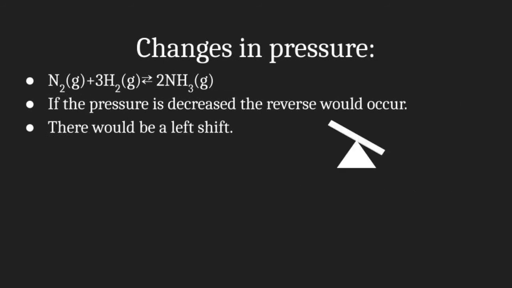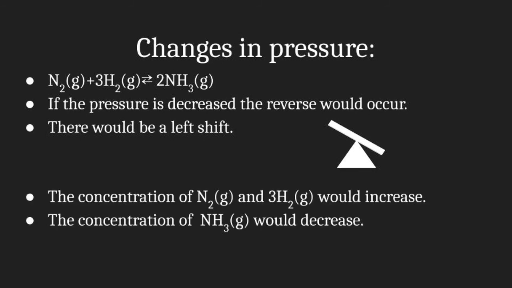If the pressure was decreased, the reverse would occur. We would have a left shift, because the left side is more affected, so when we decrease it, we would shift towards it. And when we have a left shift, we make more reactants, so N2 and H2 would increase, and we use up more products, so the amount of NH3 would decrease.